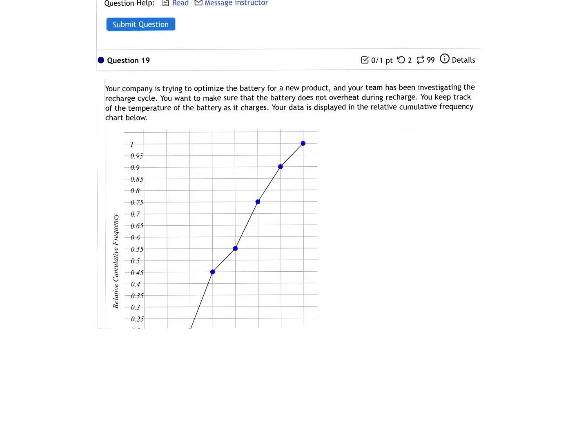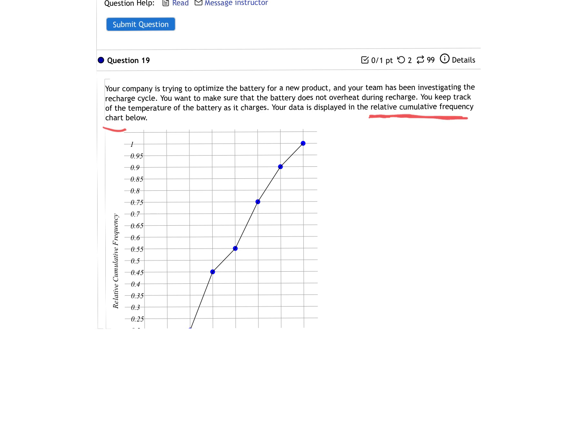Another ogive for us today. Our company is trying to optimize a battery for a new product, and your team has been investigating the recharge cycle. You want to make sure that the battery does not overheat during recharge. You keep track of the temperature of the battery as it charges. Your data is displayed in a cumulative frequency chart below.